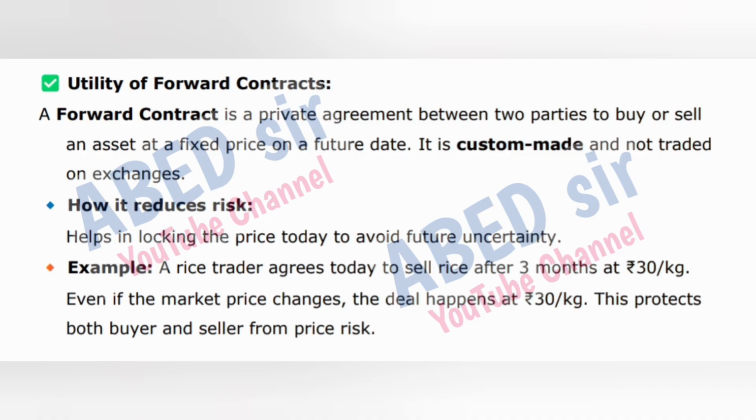Example, a rice trader agrees today to sell rice after 3 months at 30 rupees per kilogram. Even if the market price changes, the deal happens at 30 rupees per kilogram. This protects both buyer and seller from price risk.